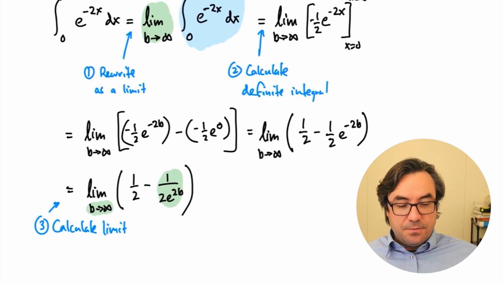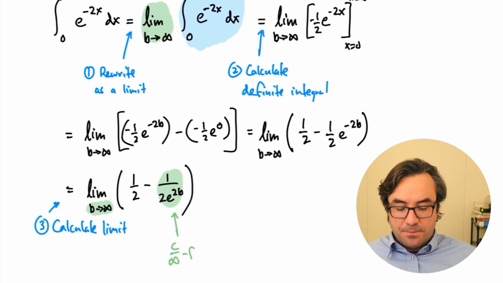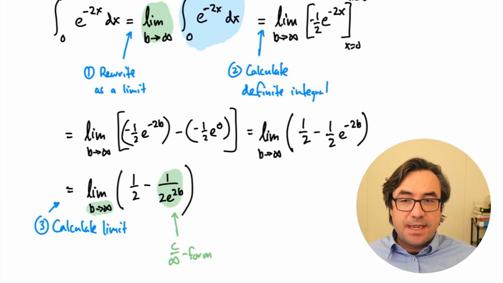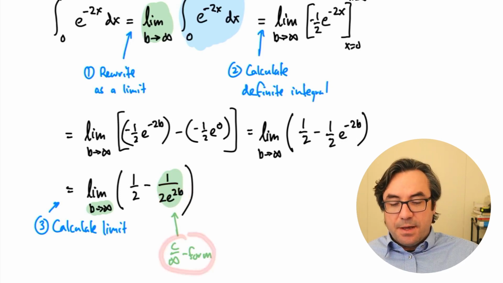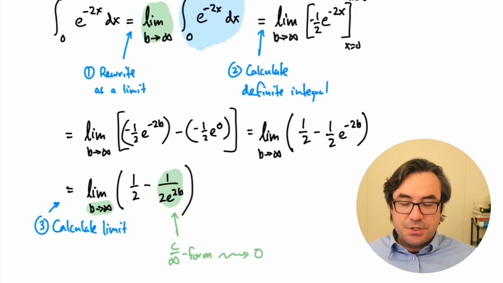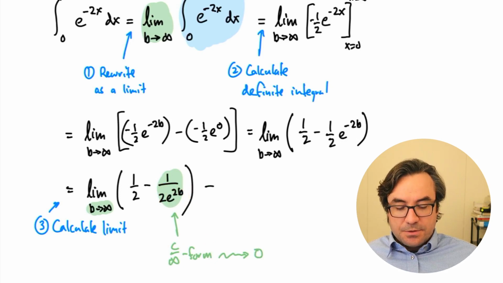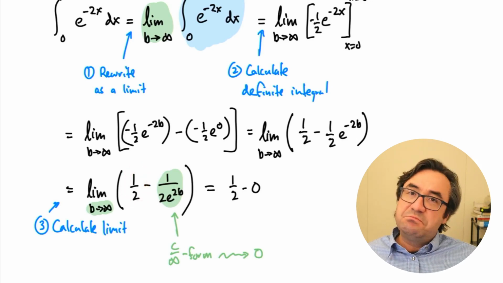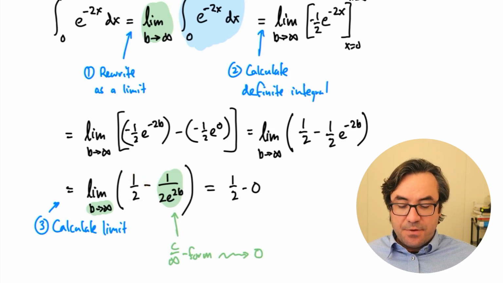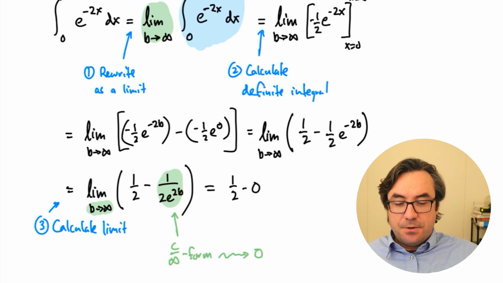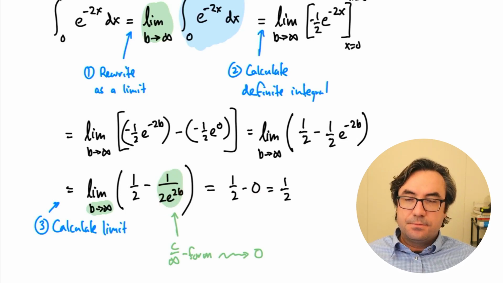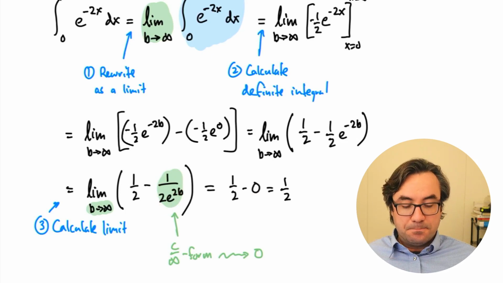So this term here, this is what we would call a c over infinity form. So we have a constant, something approaching a constant on top, and the denominator is getting really big. So whenever we end up with something like this, this ultimately goes to 0. So this is our last step. Calculate the limit. So that 1/2 just stays constant, just stays a 1/2. The second fraction here goes to 0, and we end up with a number.